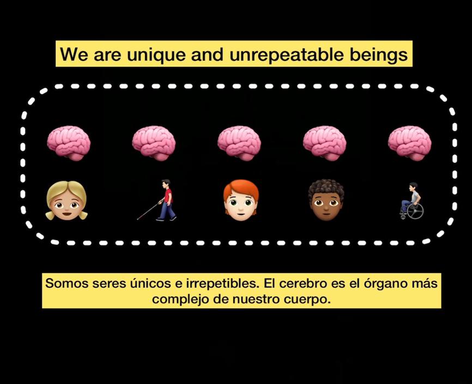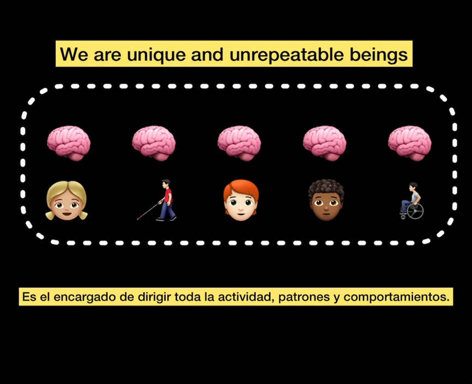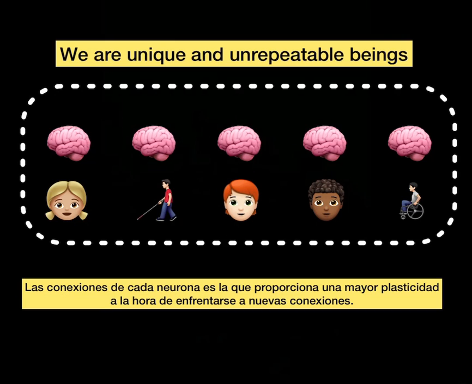Third, we are unique and unrepeatable beings. The brain is the most complex organ in our body. It is in charge of directing all the activity, patterns, and behaviors. The connection of each neuron is the one that provides the greatest plasticity when facing new connections.